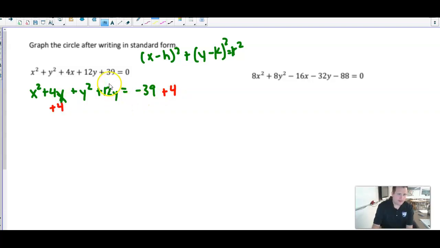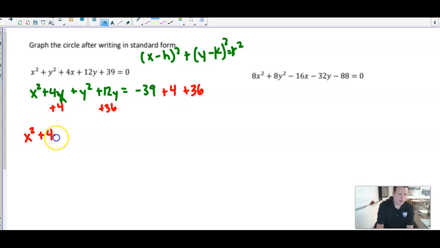Then I have to take the coefficient in front of the y. So I take the coefficients in front of the x and the y and do this. I'm going to half it and square it. I'm going to take the 12 and half that. That would give me 6. 6 squared would give me 36, so I'm going to add 36 to this side. I have to add 36 to this side as well. And so when I rewrite this, this is what it looks like.